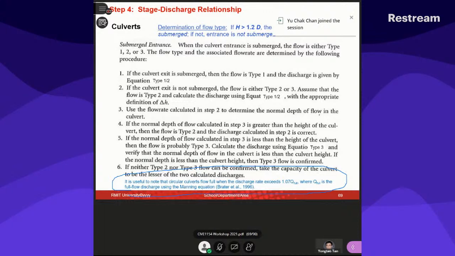So that means if the discharge rate exceeds 1.07 times Q full, we can say it is type 2. But if it is less than 1.07 times Q full, we can still state it as type 3.